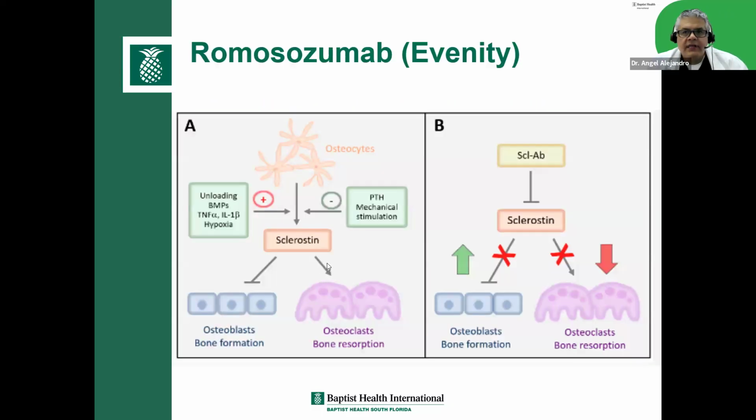The newest kid on the block, the Evenity, the romosozumab. How it works via the osteocytes. All right, there is something called sclerostin, and what sclerostin does in the normal osteocyte is that it inhibits osteoblasts and stimulates osteoclast. What this medication does is that it blocks sclerostin. So what happens? You get the best of both worlds. You have stimulation of the osteoblasts and you have inhibition of the osteoclast. So that's why I believe this drug will be the future.